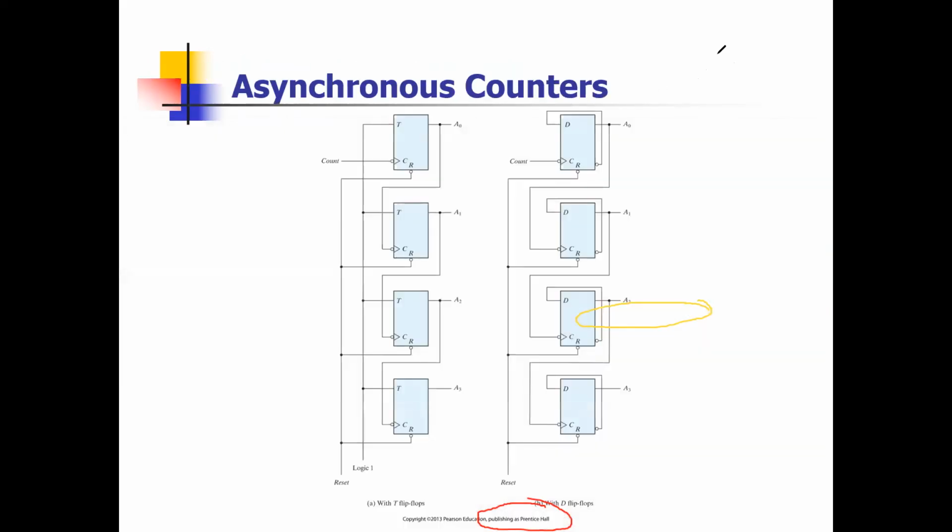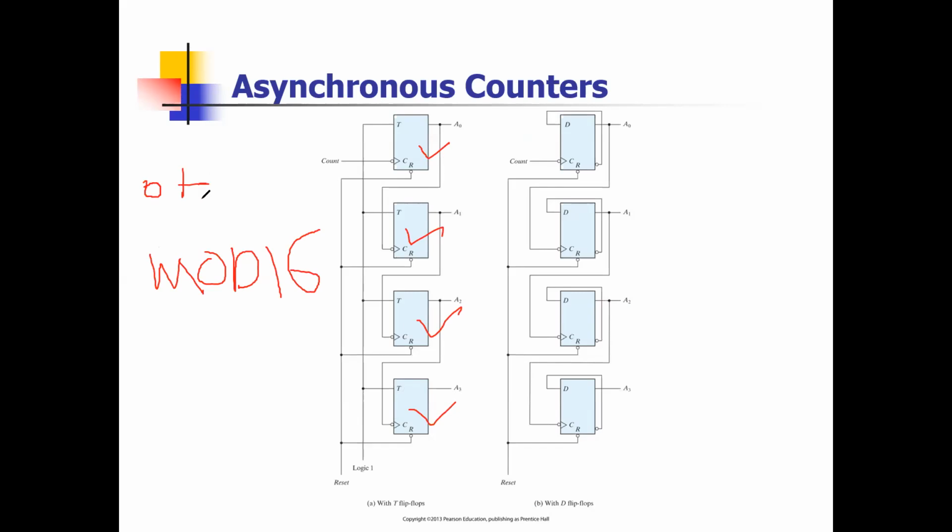Now, in the book, they draw the circuit for 4-bit, meaning we have 4 flip-flops. So which mod is this, if there are 4 flip-flops? 16. This is a mod 16 counter because it has 4 flip-flops, so it will go through the states from 0 to 15. Clear?